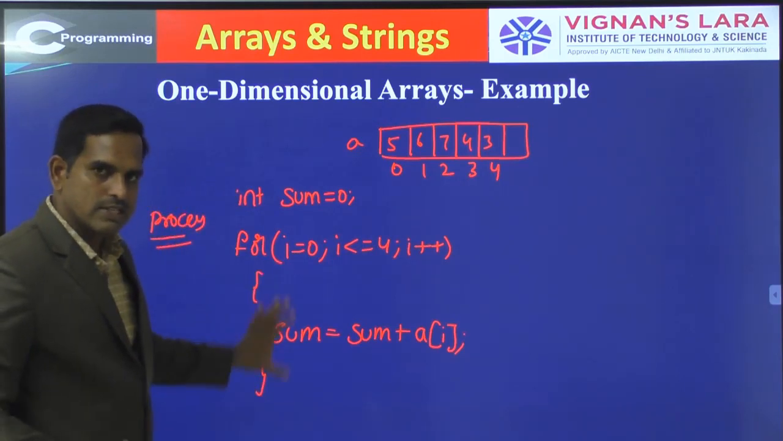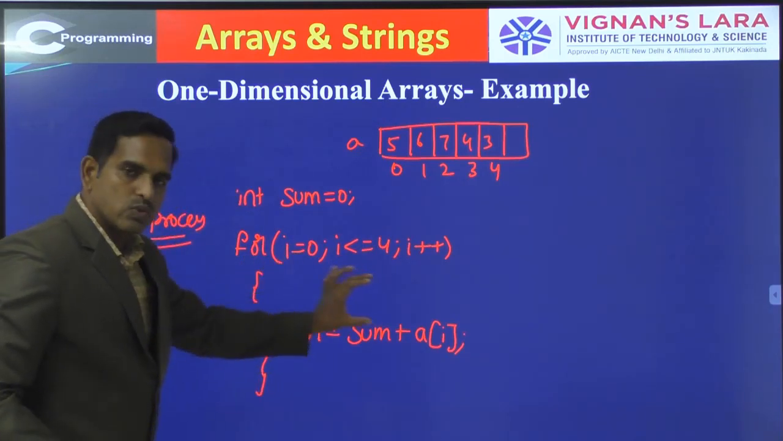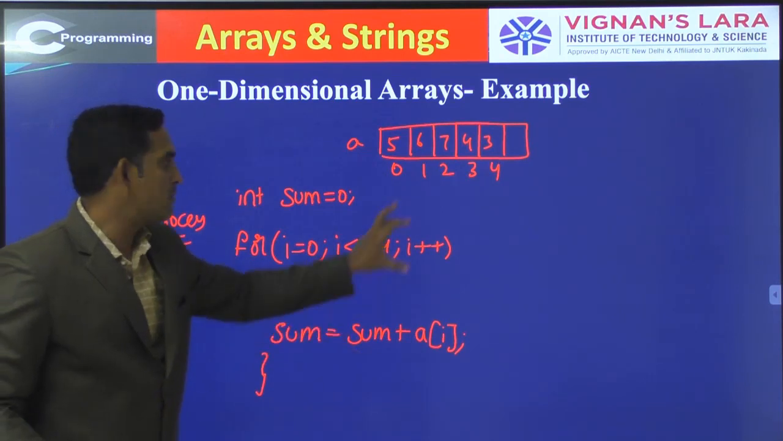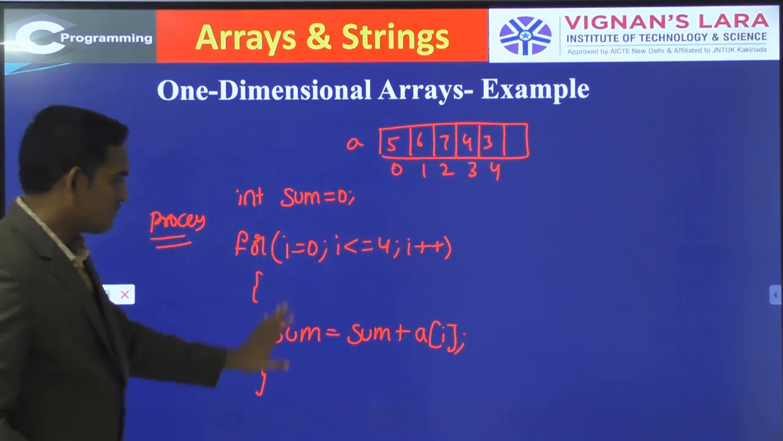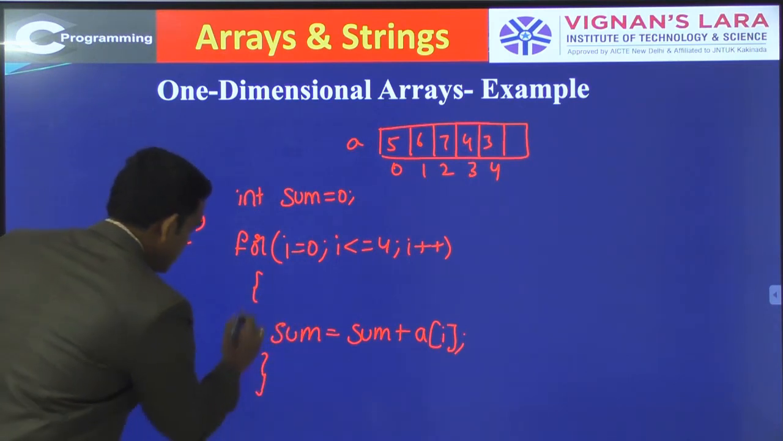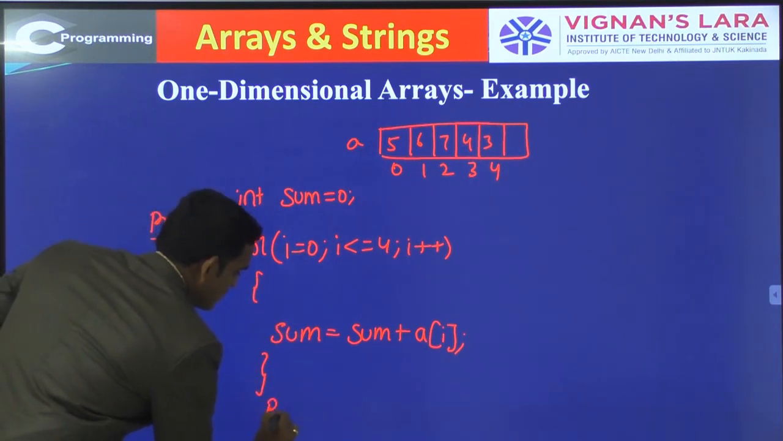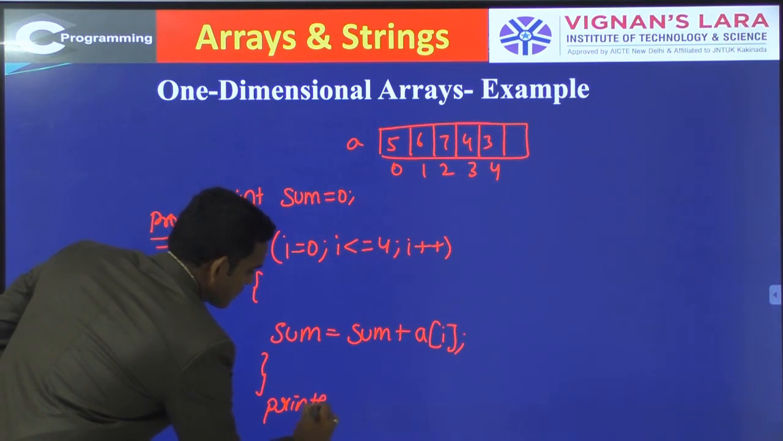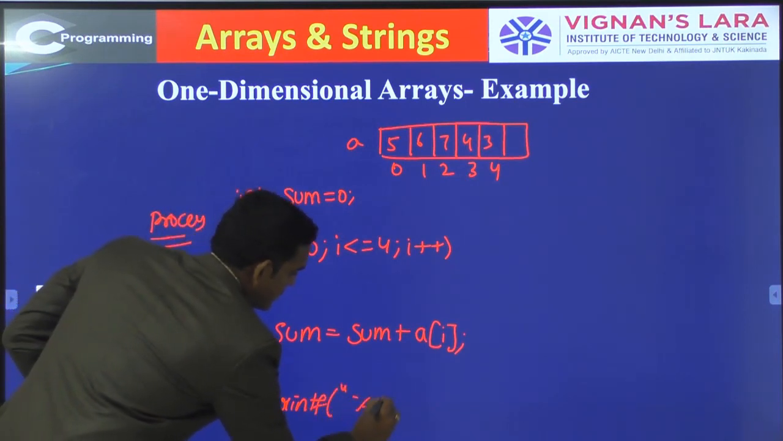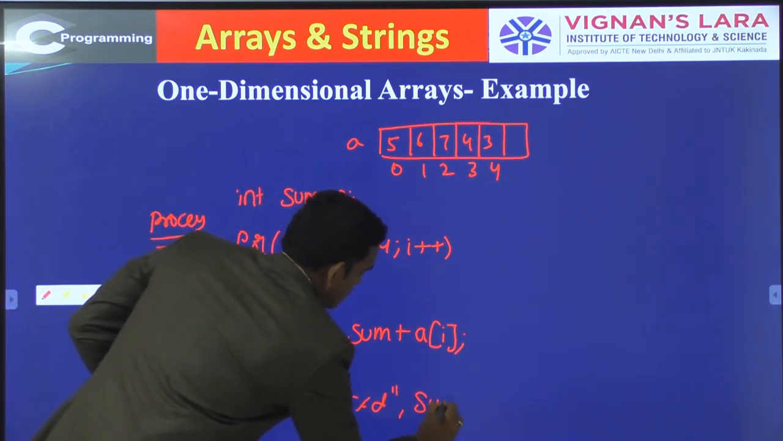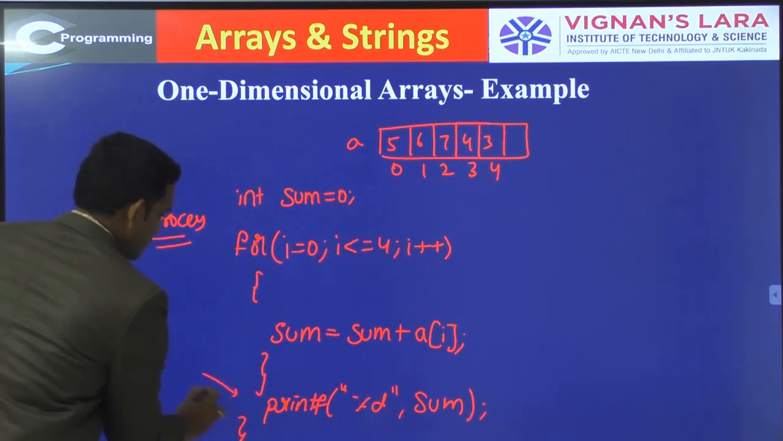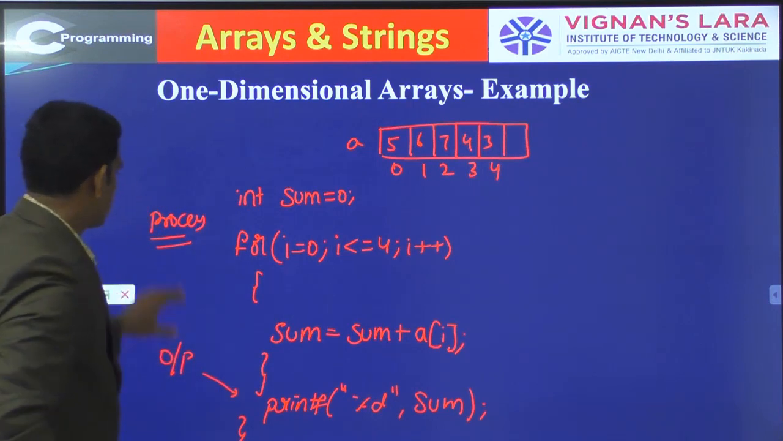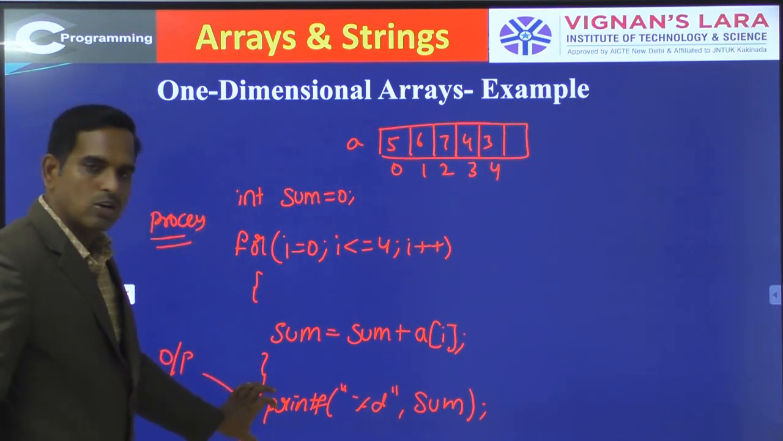This will be the processing part. That is, this is the code which you write to sum all the elements in your array. Once after completing the summation, I will print the sum. This will be the output. So this will be the process part, this will be the output part.